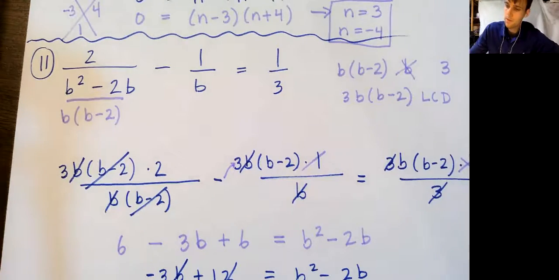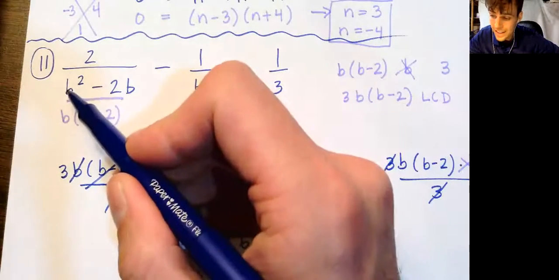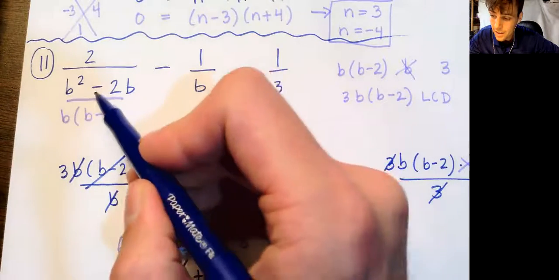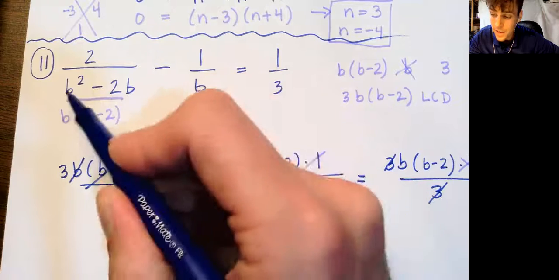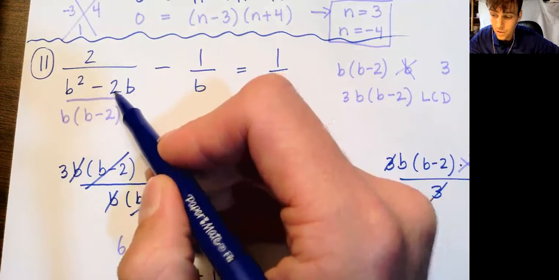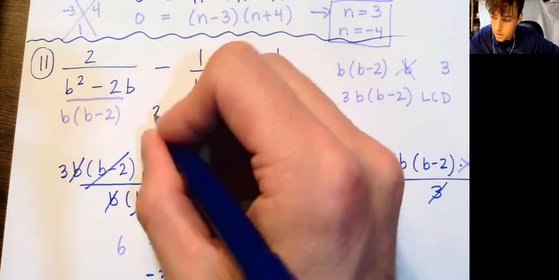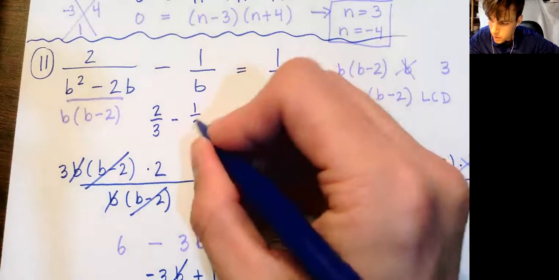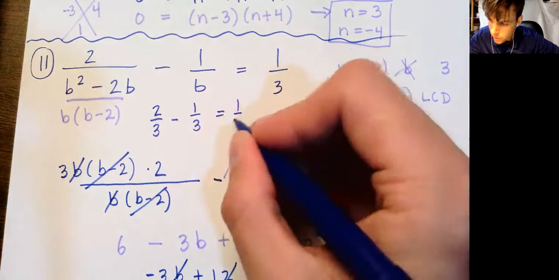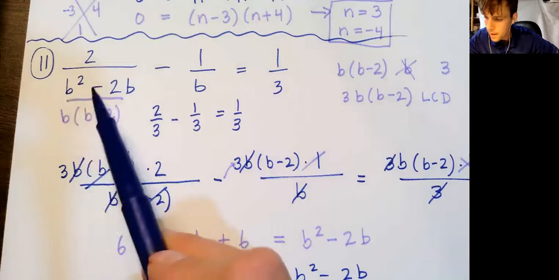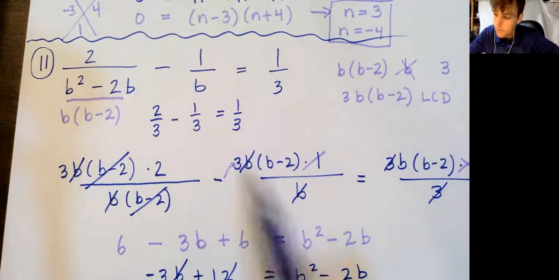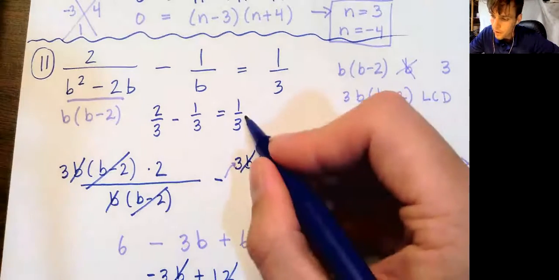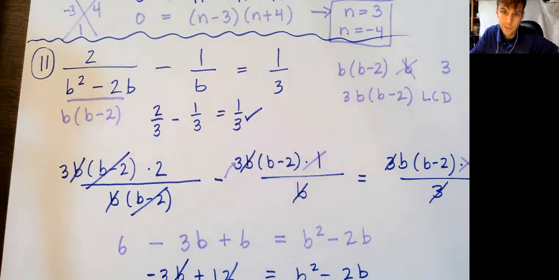Going back to the original, let's plug in 3 first. So 3 squared is 9 minus 2 times 3 is 9 minus 6 is 3. So it's going to be 2 over 3 minus 1 over 3 equals 1 over 3. Right, because this is 9 minus 6. All right. Well, 2/3 minus 1/3 equals 1/3. Check. That works out. First solution is good.